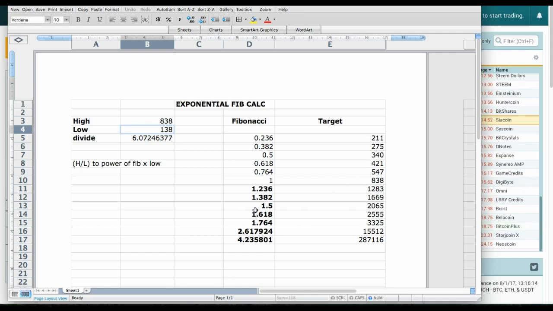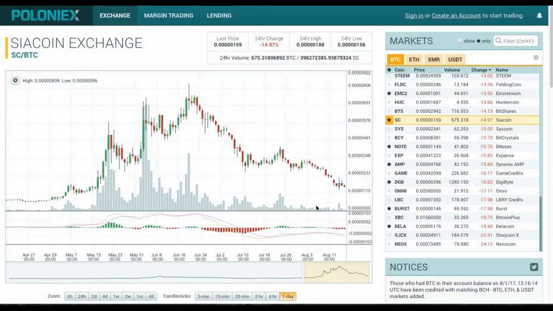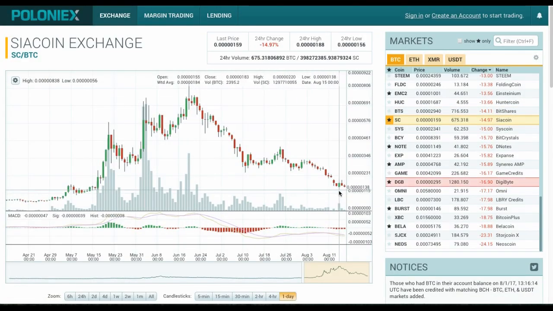And finally, the big one, which is the 1.618. And again, this is real blue sky thinking, guys. But the 1.618 is 2,555, again, based on this high of 838 and this potential low of 138.